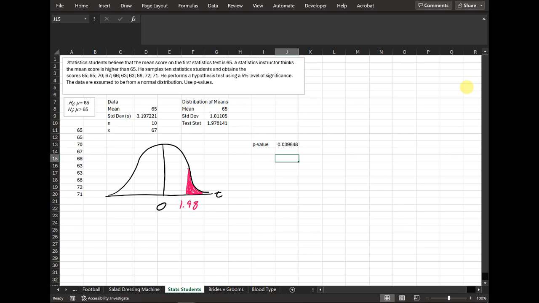Okay, and so what are we comparing this to? In this case, I am comparing this to 0.05. So the alpha that I had in this case was 0.05. That is stated right here in the problem. So is p lower than 0.05? Yes, this is for sure lower than 0.05, so we can reject the null hypothesis, and we can conclude that yes, indeed, the test scores were greater than 65.